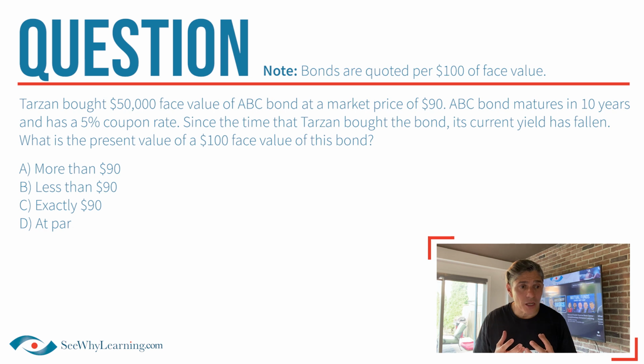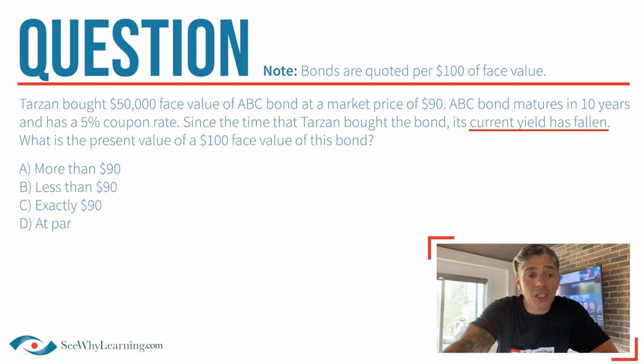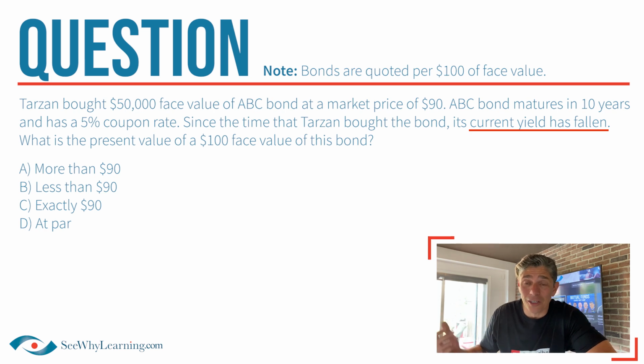We also read the scenario. It says the bond's current yield has fallen, and it's asking you what would the present value of the bond most likely be. Now, I know from experience when working with students, present value scares a lot of students. I mean, there's a pretty scary looking formula or two in the textbook on how to calculate the present value of a bond, and it's not too easy.